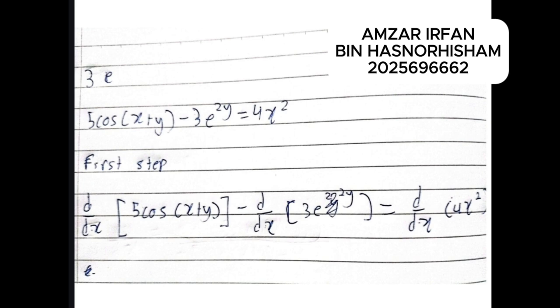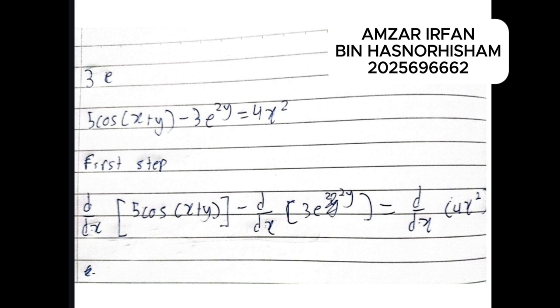Hashim. I am here to present my question, which is 5 cos(x plus y) minus 3 e to the power of 2y equals 4x squared. How do I solve it? Is by breaking up the question into 3 terms.